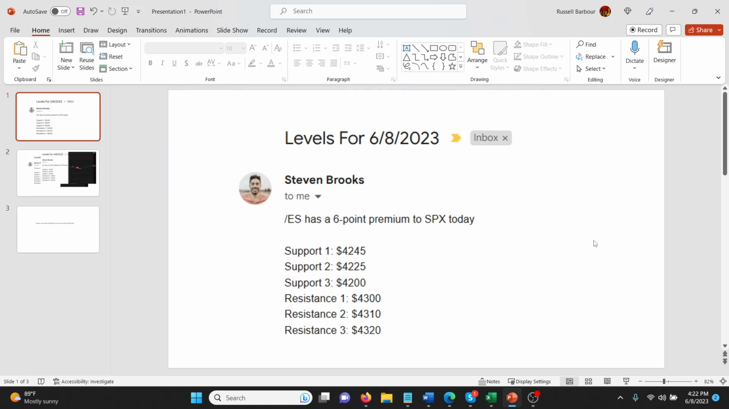So I wanted to go over some of the stuff that I talked to Stephen Brooks about last night. If you missed the webinar, it was a pretty good webinar. We did like an hour talking about these support and resistance lines that Stephen has an algorithm churning away all night to figure out what the most likely areas of support and resistance will be on SPX and therefore also ES as well.